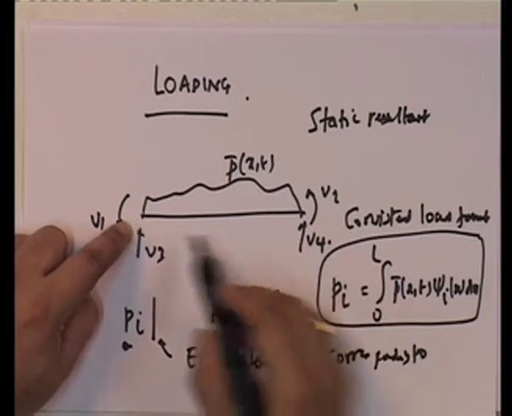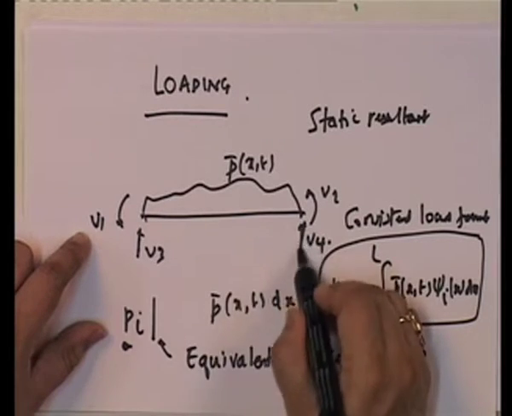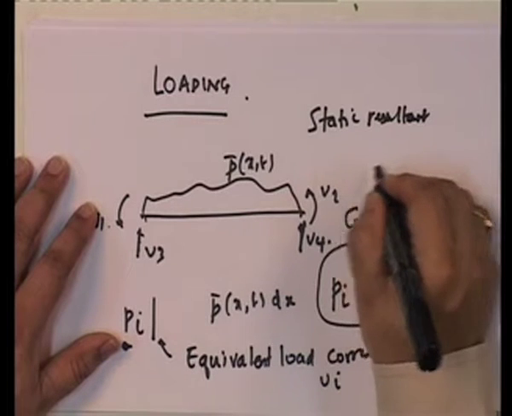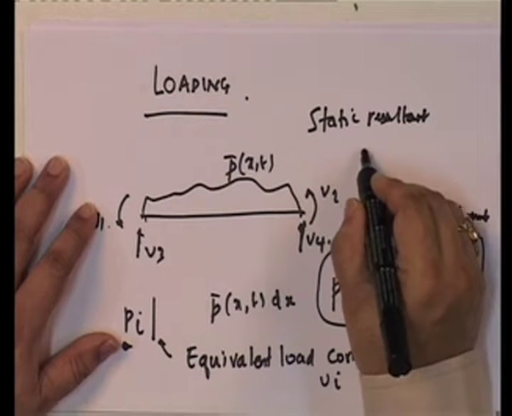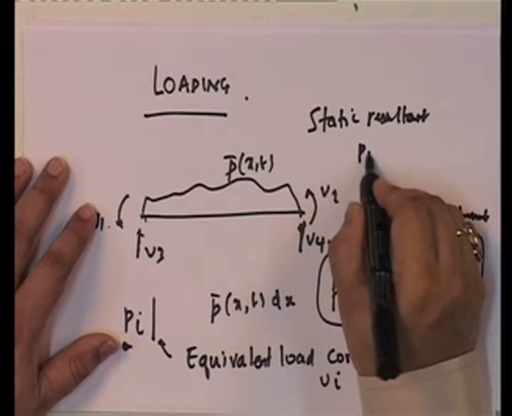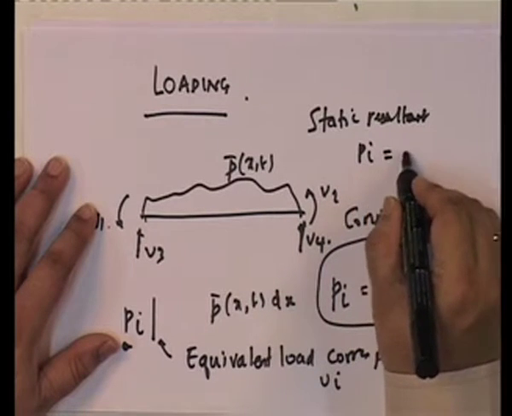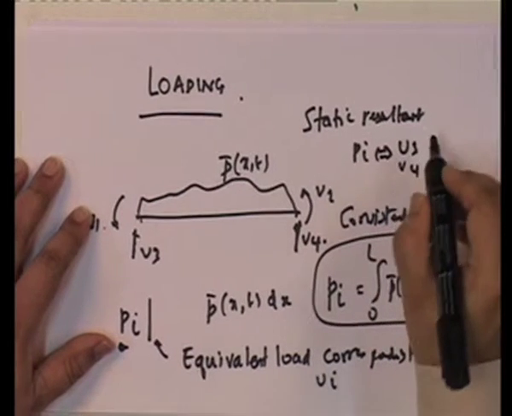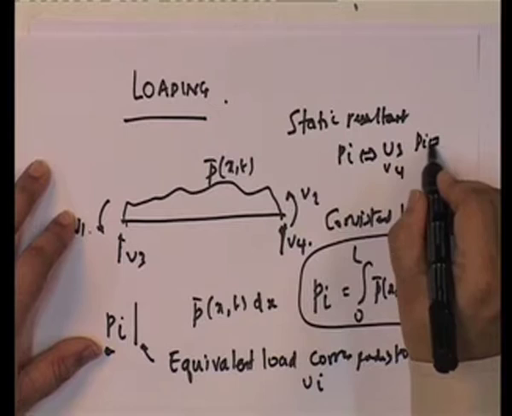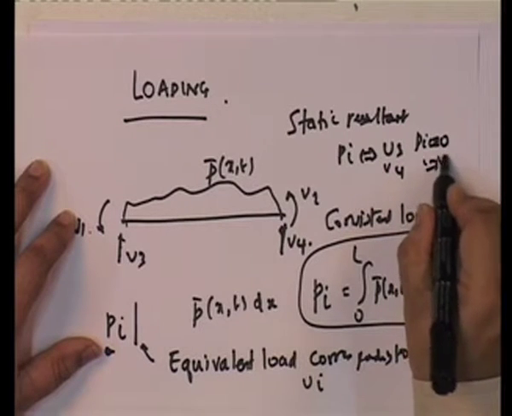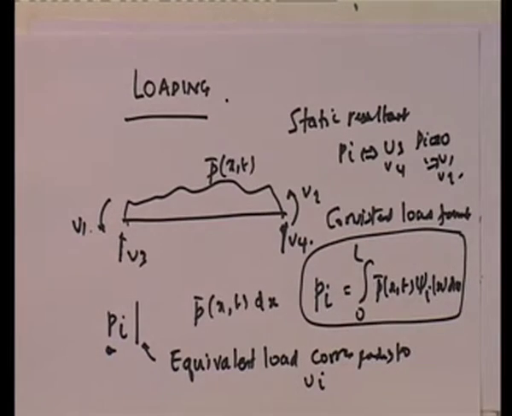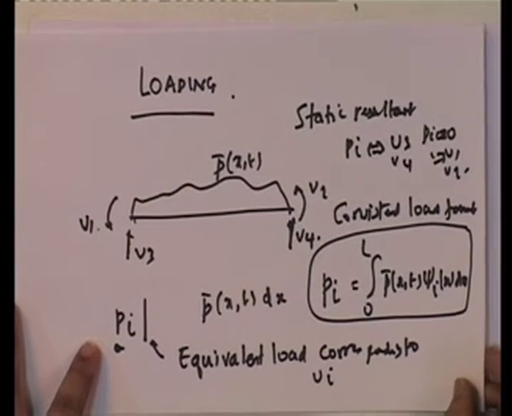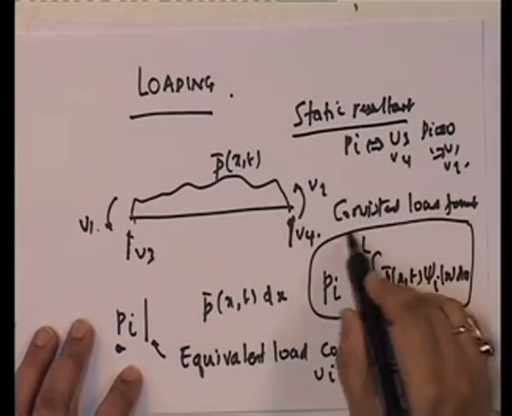If I use a simply supported beam, I only get reactions, I do not get any moments. So if I use static resultant, I only get loads corresponding to V3 and V4. P_i corresponding to V1 and V2 is equal to 0. This is what happens. Okay. So, therefore, again where does this thing happen?